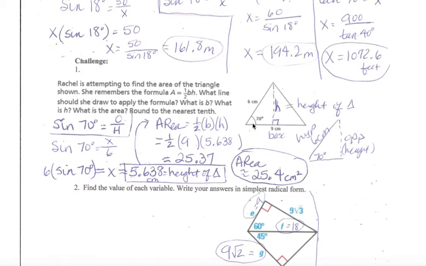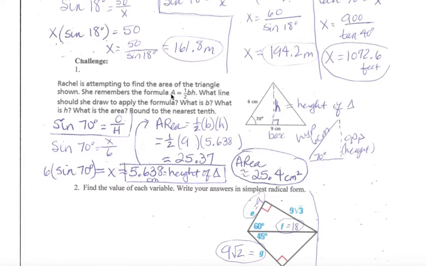So the sine of 70 degrees will be opposite leg over hypotenuse, which is really the height of the triangle over this length of the side of the triangle. So sine of 70 equals x over 6. This represents the height of the triangle. Multiply each side by 6. And you'll have 6 times the sine of 70 degrees, which is about 5.638 centimeters. So the height of this triangle is 5.638 centimeters.